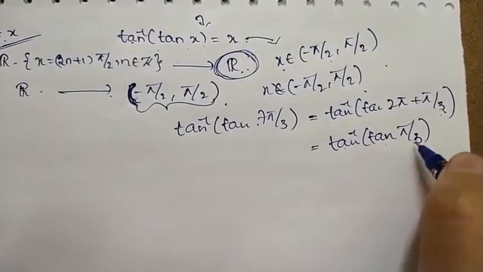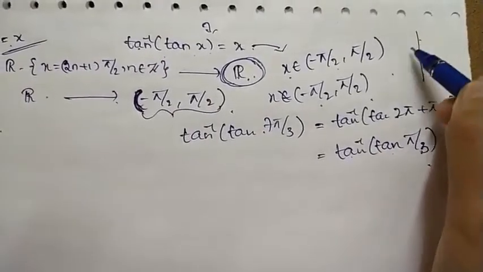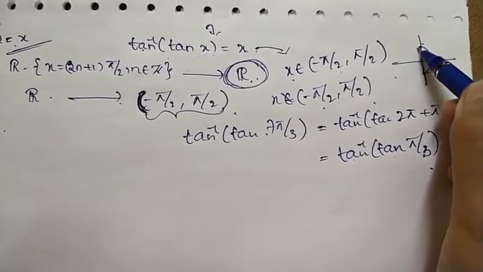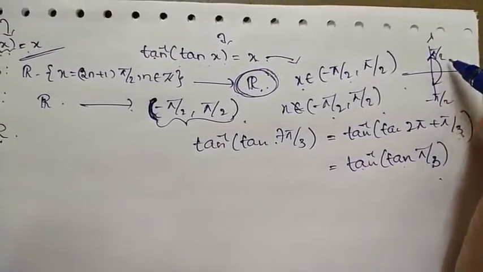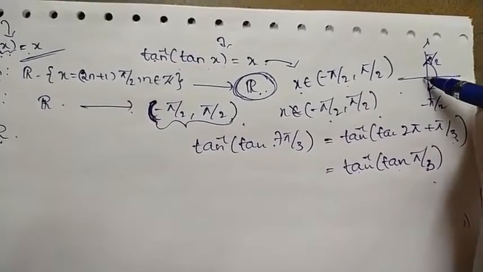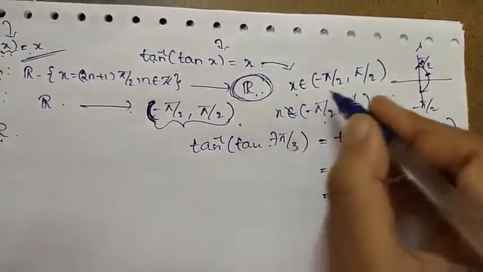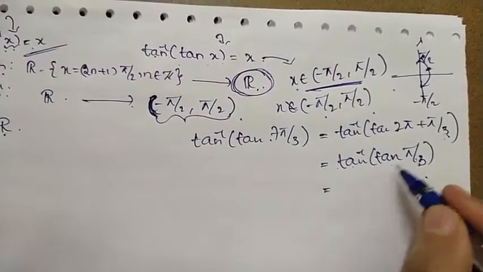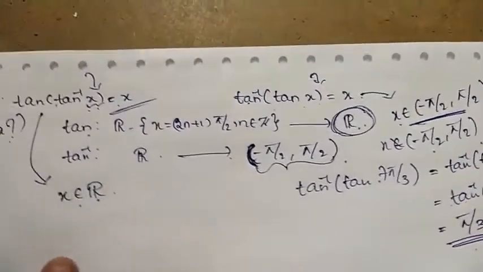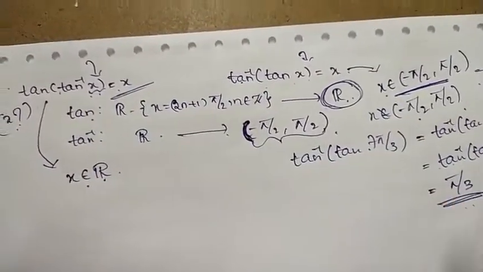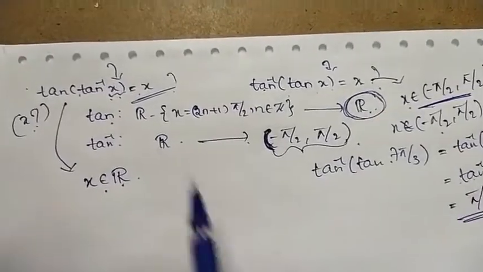So tan inverse of tan pi by 3, where does that pi by 3 lie? Whether it is lying within our minus pi by 2 to pi by 2. Yes. If this is minus pi by 2 to pi by 2, then our pi by 3 is somewhere here. So it is lying within the given interval. So tan inverse of tan pi by 3 is pi by 3 itself. So this is how we solve problems with both formats of the tan function.